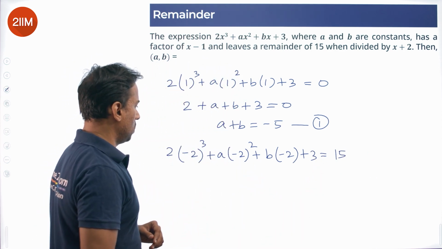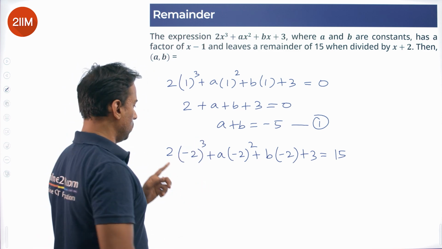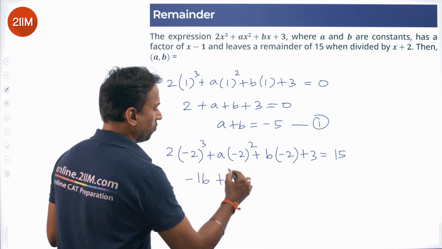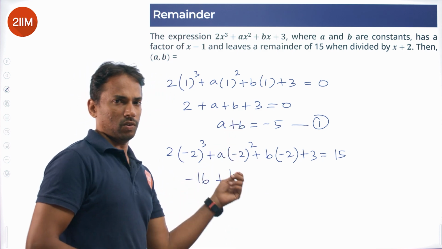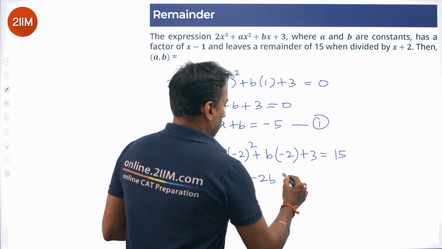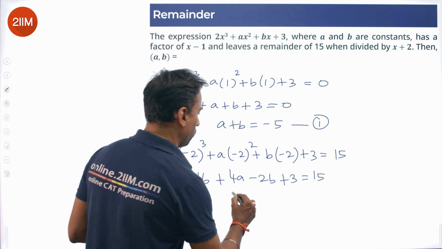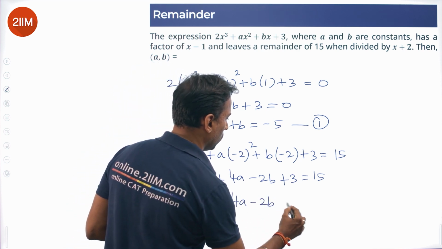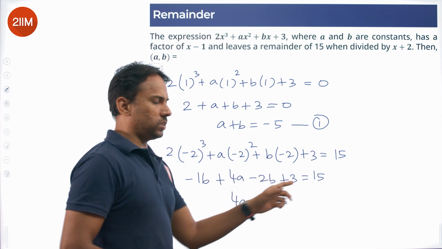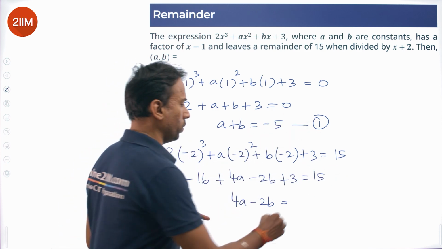Here we'll be getting minus 2 cube is minus 8. So we'll get 2 into minus 8 is minus 16, plus 4a, since minus 2 square gives plus 4. So plus 4a minus 2b plus 3 is equal to 15. Now from this we get 4a minus 2b is equal to, this one is already minus 16 plus 3, which becomes minus 13. So minus 13 going there will become plus 28.